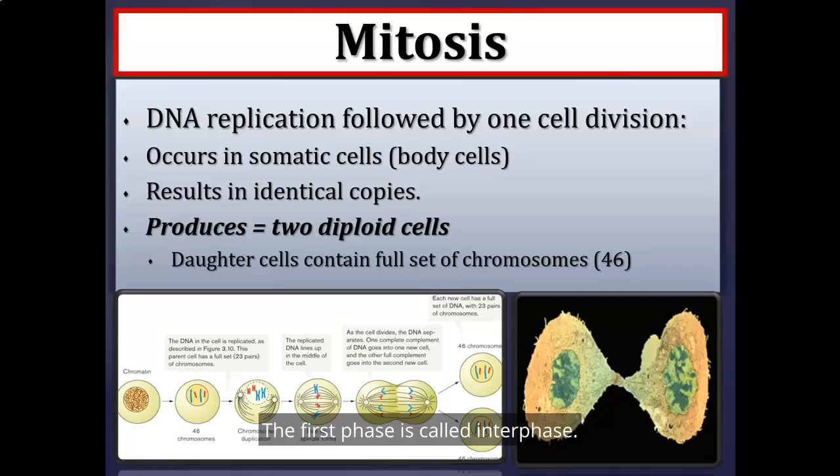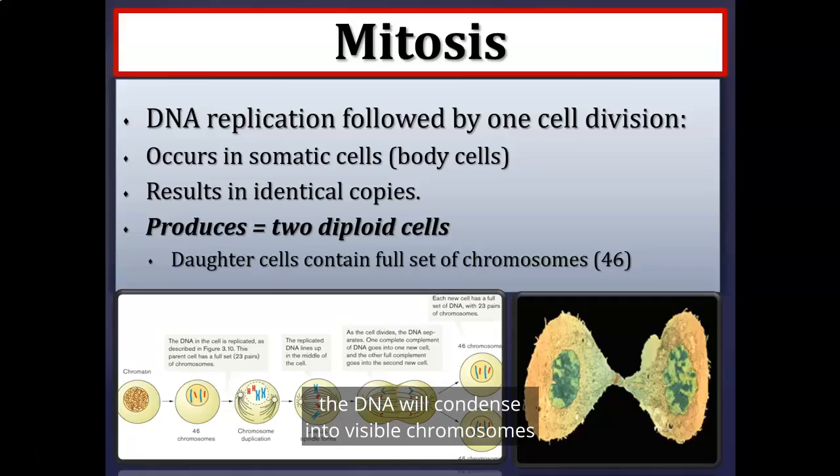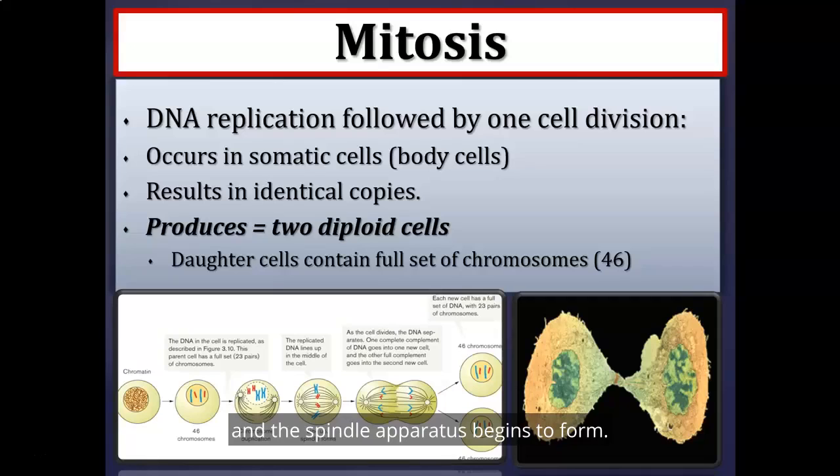The first phase is called interphase. Interphase you can think of as kind of the prep phase or pregame for mitosis. During interphase, the big events are DNA replication and also the replication of organelles. During prophase, the DNA will condense into visible chromosomes and the spindle apparatus begins to form.